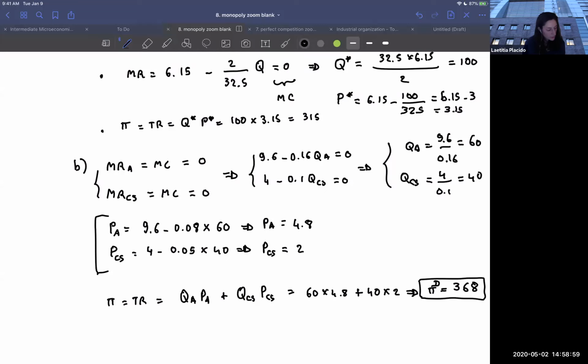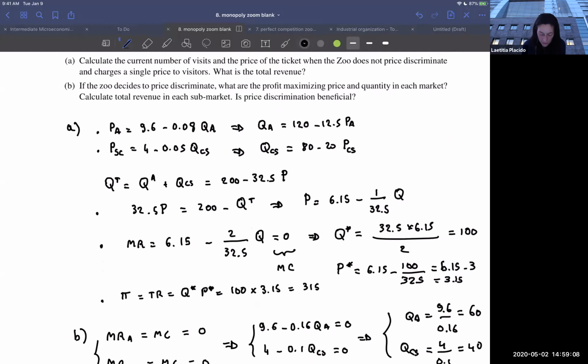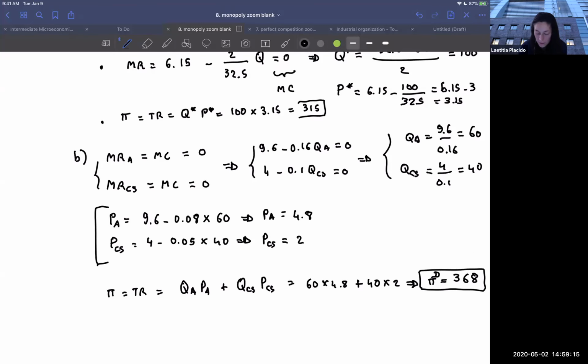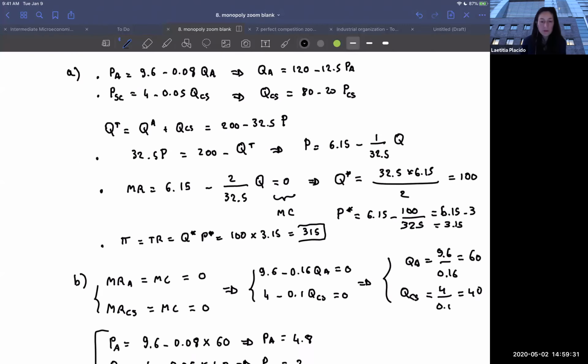So is it worth it to price discriminate in that case? Well, let's just compare the profit with price discrimination with the profit we got without price discrimination, which is here. So clearly when you discriminate, your profit is a little bit higher than when you don't. All right, so I believe we are done with this question. So yes, price discrimination is beneficial.